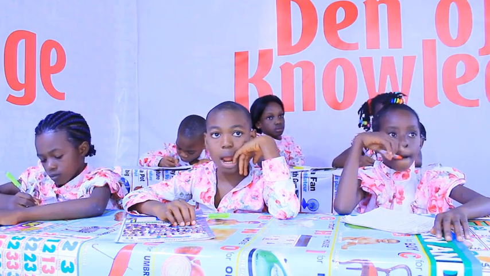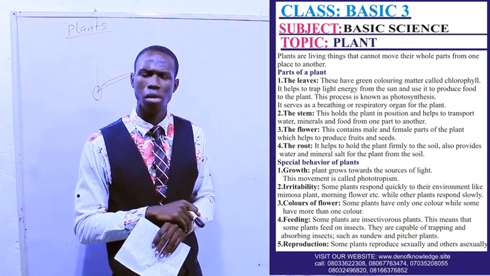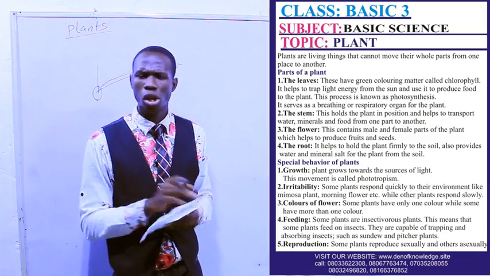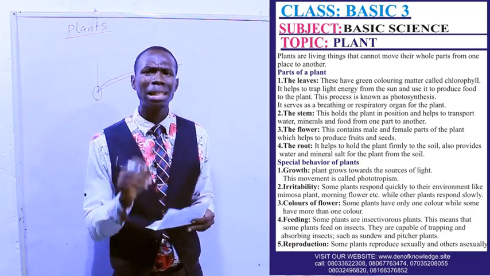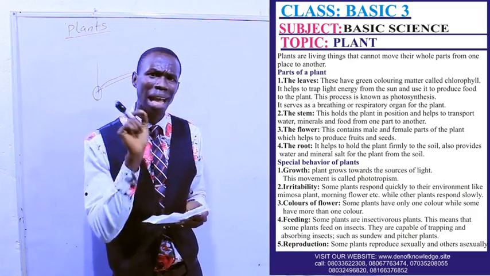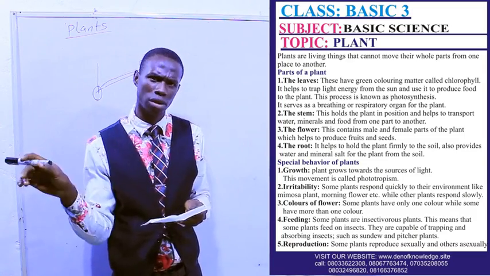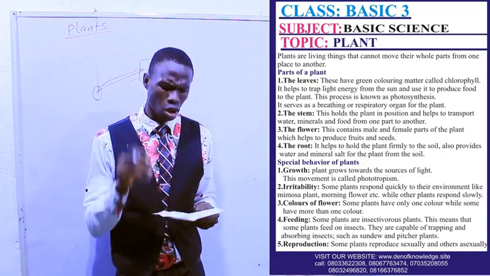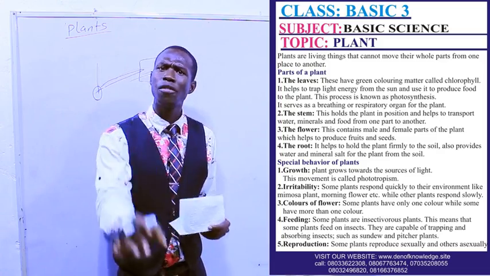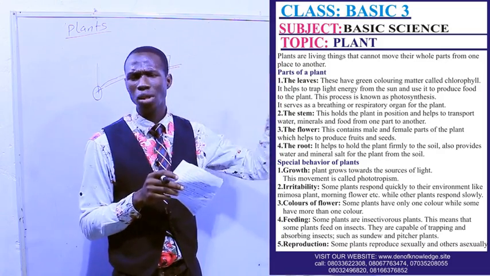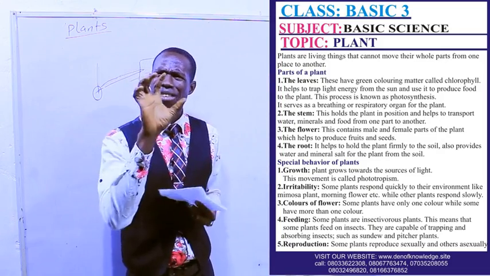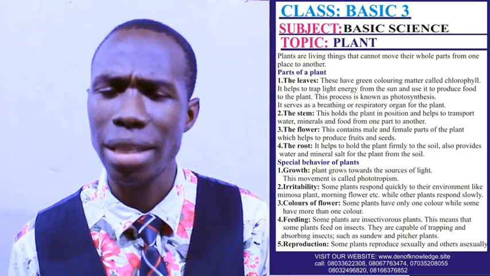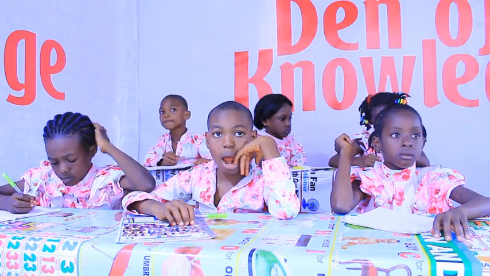And the last one, feeding. Plants have different ways of feeding. Some can feed straight from the sunlight, while some plants feed on insects. Those plants that feed on insects are called insectivorous plants.